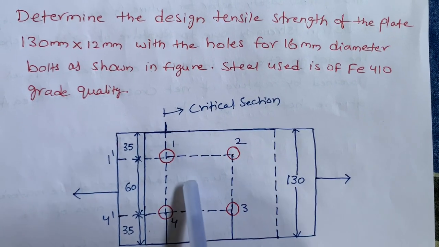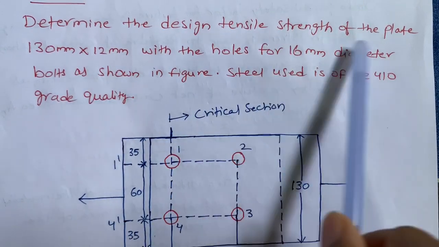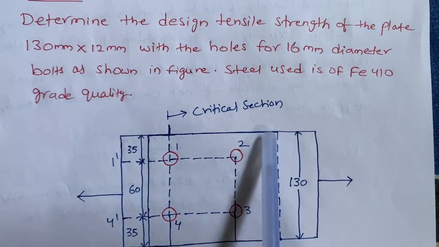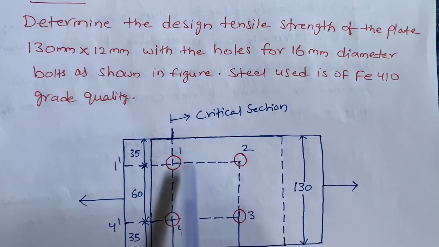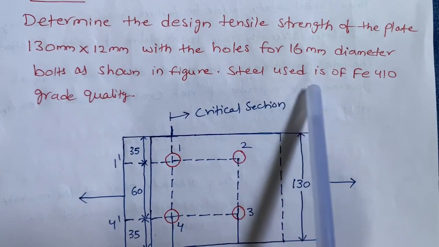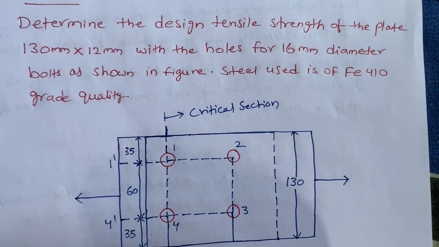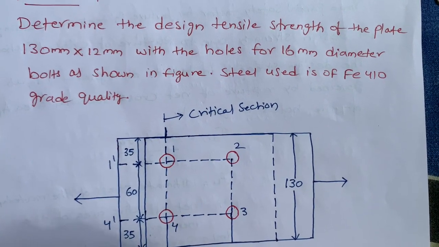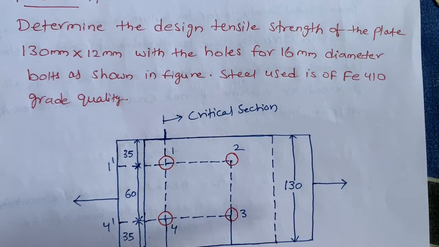For these steel members, we need to determine the design tensile strength of the plate, that is 130 mm by thickness 12 mm, with the holes for 16 mm diameter bolts, as shown in the figure. Steel used is Fe410 grade quality. For this we are going to find out the design tensile strength of the plate.